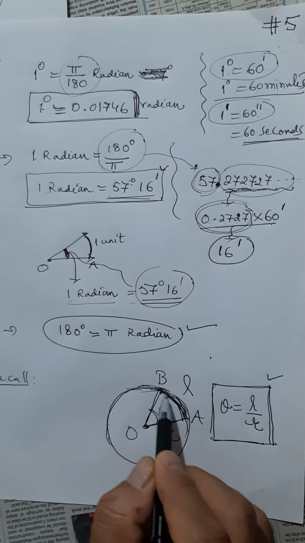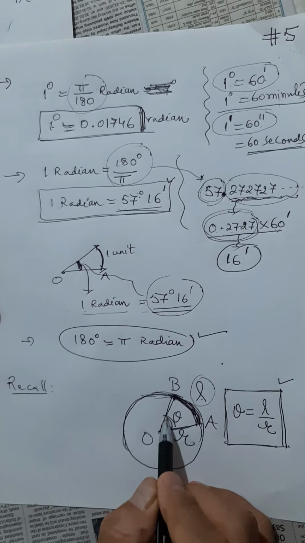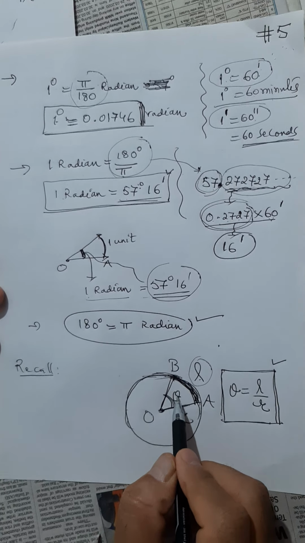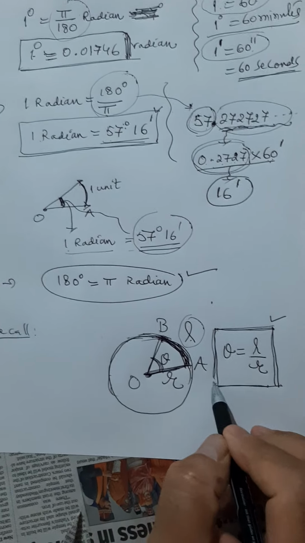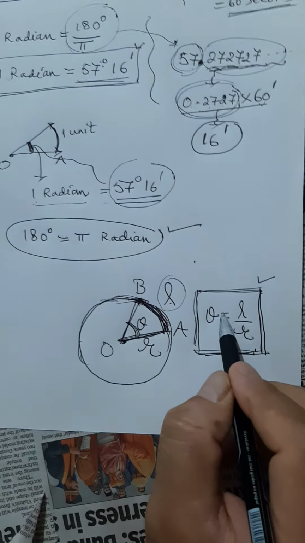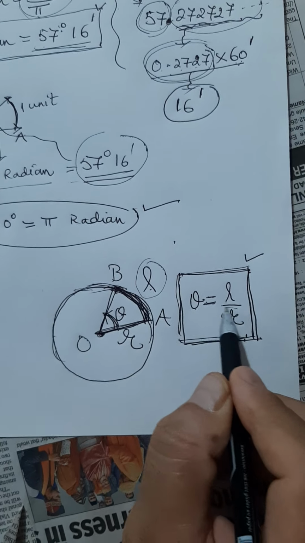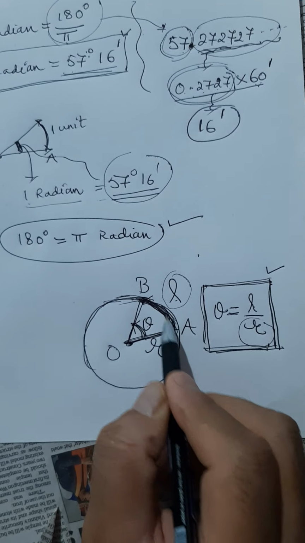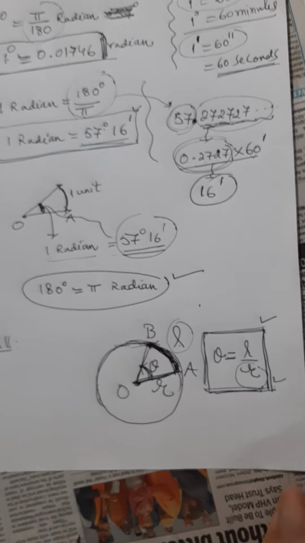If this arc length is L, then the measure theta equals L radian. And if this is radius R, then there is a relation theta equals L by R. What is theta? That is the measure of this angle. What is R here? Radius. And what is L? That is this arc length, remember. So we use this in the next exercise.